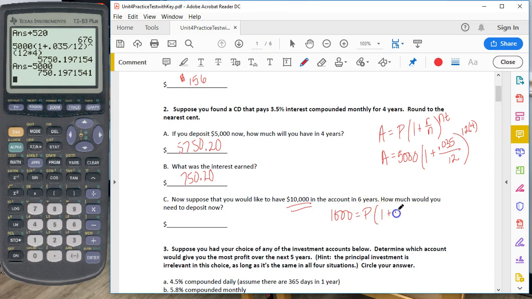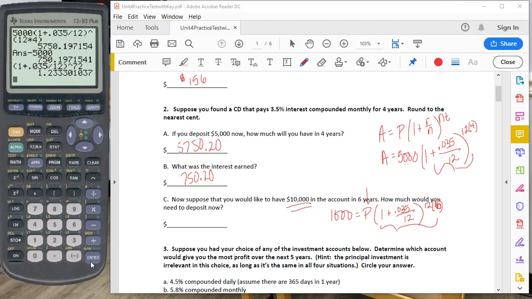So this is a little bit more complicated. You can use the TVM solver, but it's probably just easiest to solve for P, even though it looks a little complicated. Notice that this part right here is really just this part, right? I can get a number for all of that, even though it doesn't look very nice. I can say 1 plus 0.035 divided by 12 raised to, well, now I want 6 years, right? So I need to change my 4 to a 6. And 6 times 12 is 72.